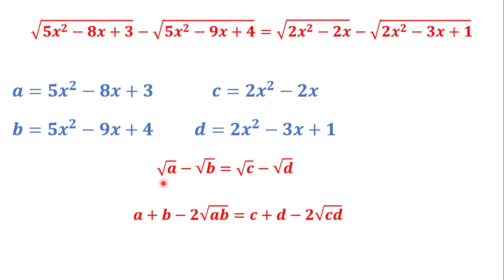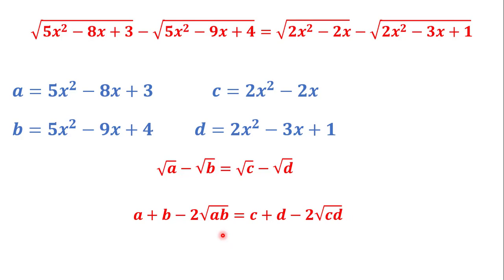Radical a to the power of 2 becomes a, radical b to the power of 2 becomes b, and the twice product of radical a and radical b equals minus 2 times square root of a times b. Also, on the right hand side, we're going to get c plus d minus 2 times square root of c times d.